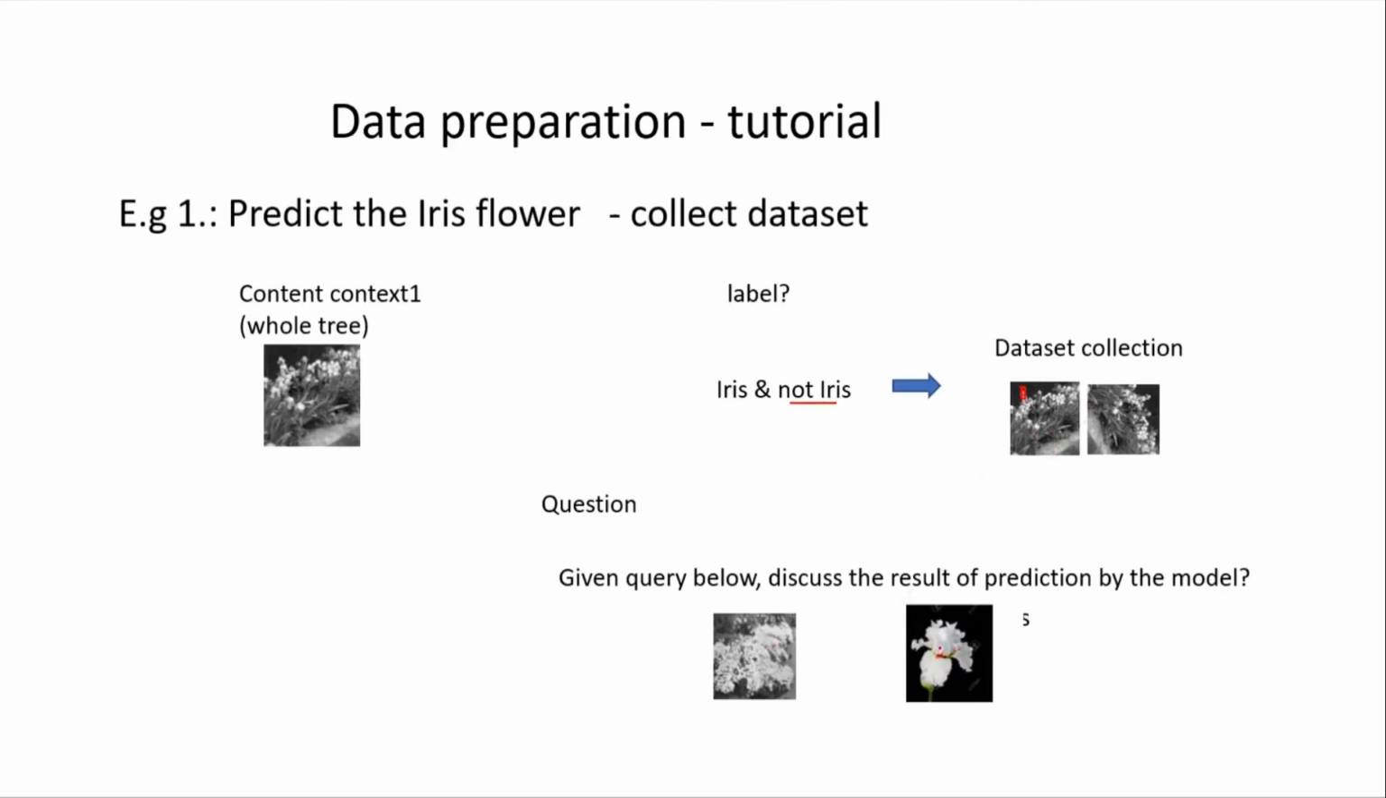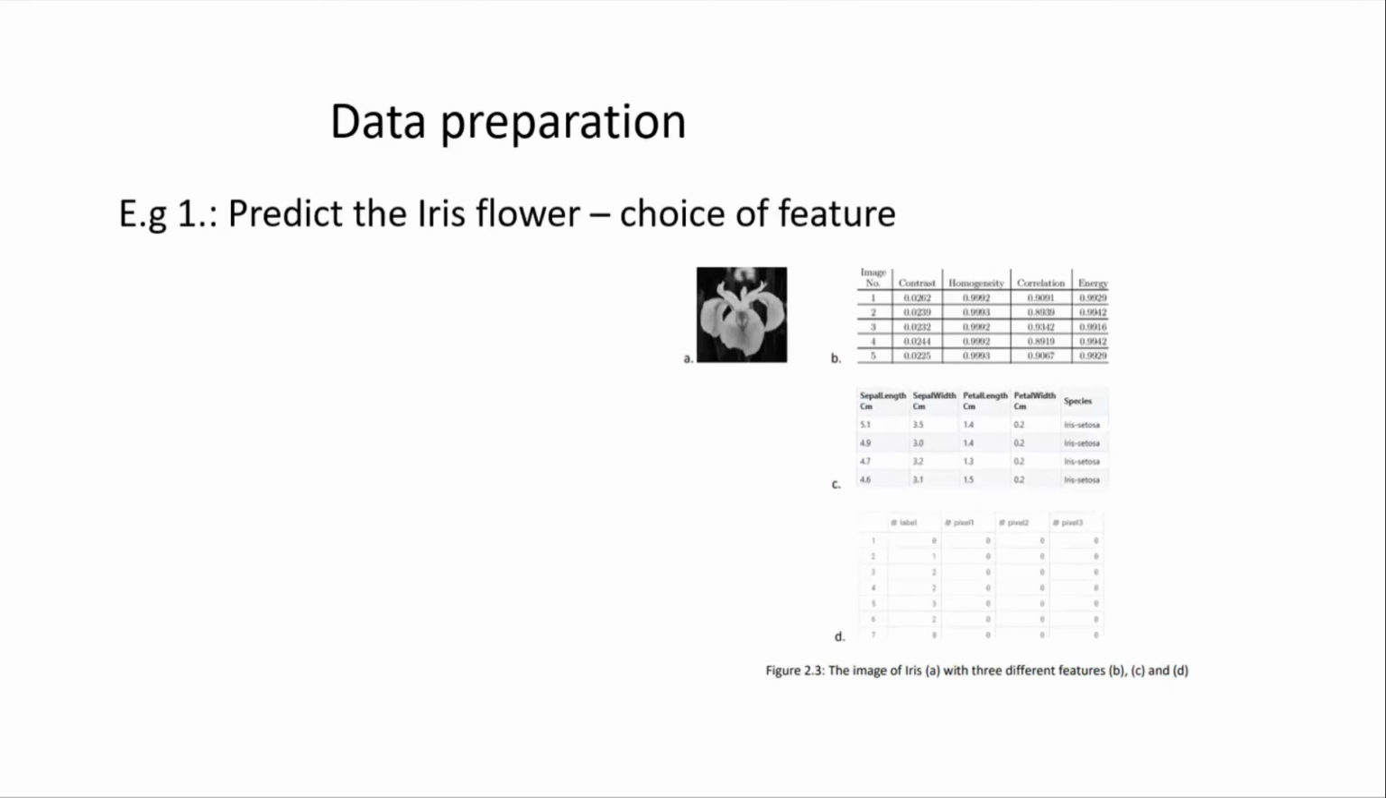So if you want to predict both right, you have to put both data sets, single flower and whole tree, in one data set. So this is important here. This data set concept is very important. Now we move to another one.